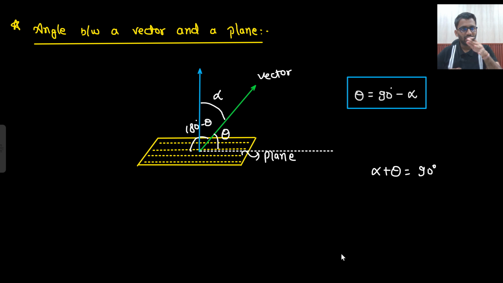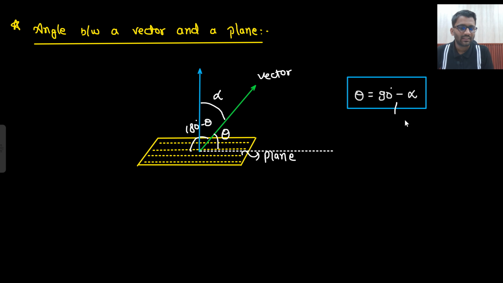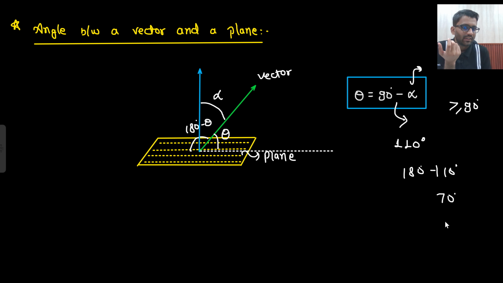So first I will find the angle between the perpendicular vector and the given vector, and then I will subtract it from 90. And let's say you get the value of alpha in negative. So this answer can come greater than 90 degrees as well. Let's say this answer came 110 degrees. So what could be the other possible answer? 180 minus 110, 70 degrees.